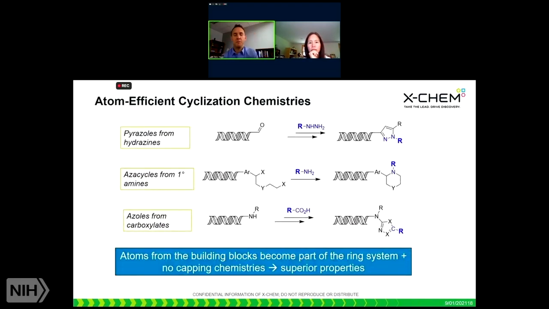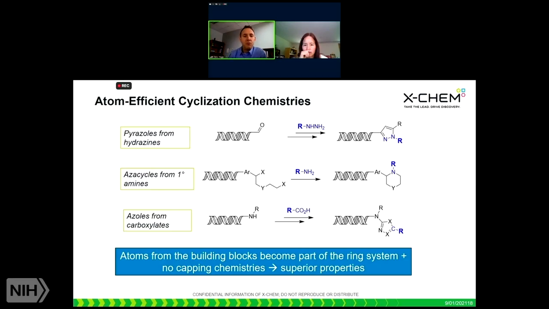On this slide, it shows some libraries that we've made at X-Chem, some atom-efficient cyclization strategies. The top case, starting from an aldehyde on DNA, incorporates hydrazines to make pyrazoles. Going down the list, we can make some aliphatic azocycles by using primary amines as a key component. And other libraries, such as oxadiazoles or other azoles, you can make from building block classes like carboxylic acids and aldehydes. So we're incorporating atoms from these building blocks into the ring system that we want to make.